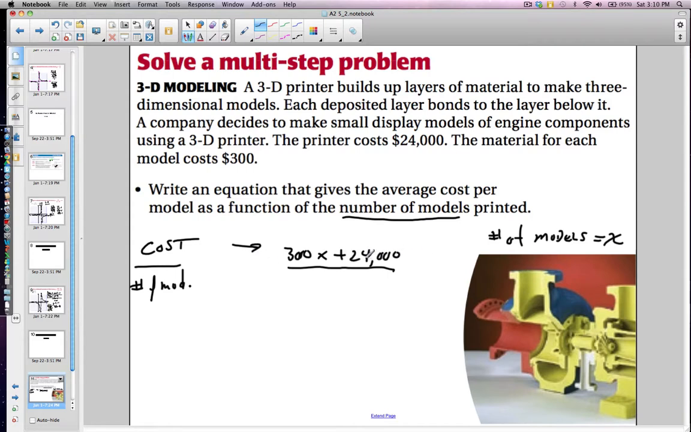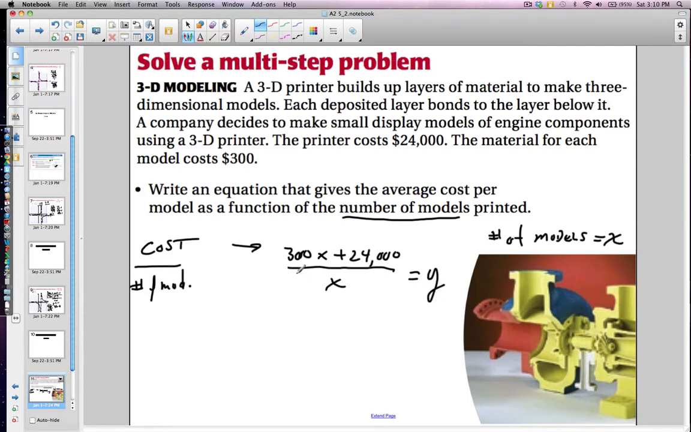That's the cost that I spend on the models. And then the denominator is simple. You see the denominator was number of models, but that's also my variable. So it's just going to be over X. So here's my model.